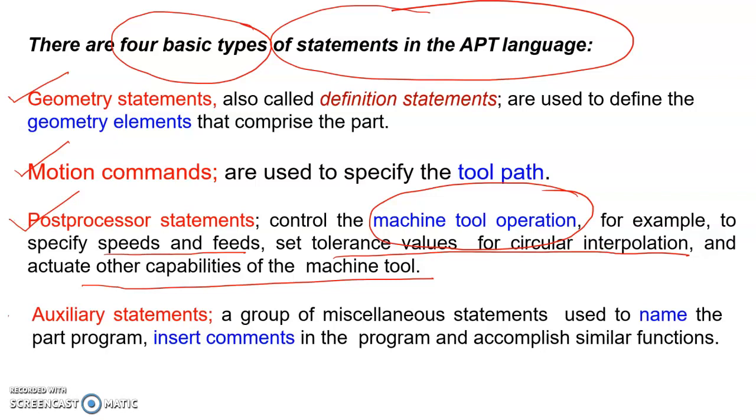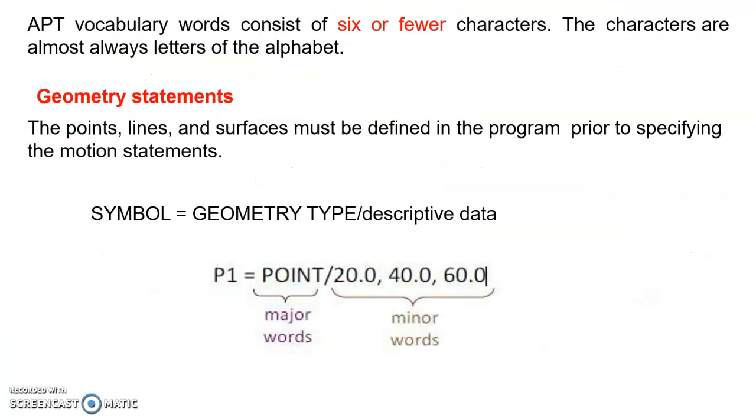Finally, we have the fourth type, the auxiliary statements. Auxiliary statements are not directly involved in the machining operations, but are required for other purposes. For example, the name of the program, the part program name, comes under auxiliary statements. The name is an identification symbol given to identify a particular program. Then the INSERT command is another one. Here onwards we are studying the different statements one by one. First, the statement under consideration is the geometry statement.